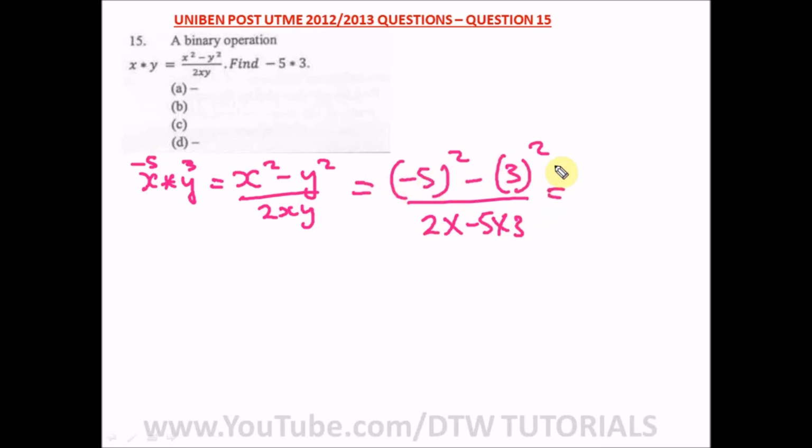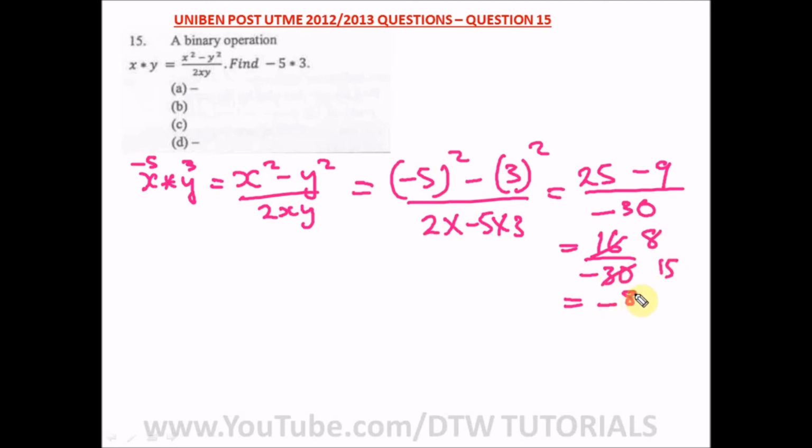And what is minus 5 squared? That will give us 25, minus what is 3 squared? That is a 9, divided by 2 times 5, that is a 10, and 10 times 3, that is 30. And remember our minus sign here, so minus 30. And what is 25 minus 9? 25 minus 9 will give us 16 divided by minus 30. And here 2 can go here 8 times, and 2 here 15 times. So here we have a minus 8 over 15. Okay, so the answer will either be A or D, depending on the value that would be in the option.